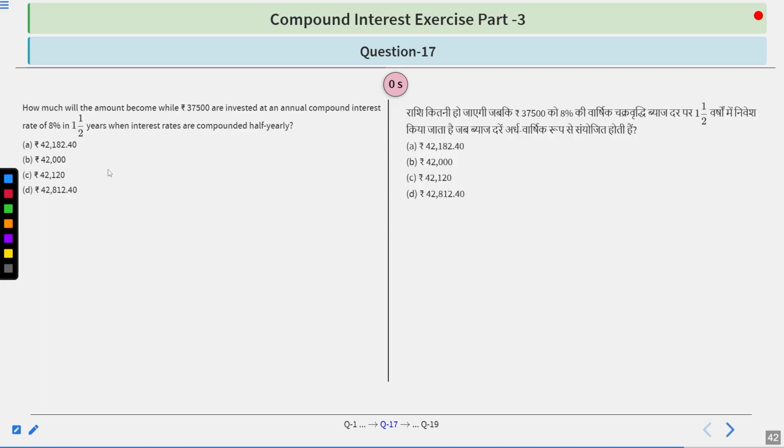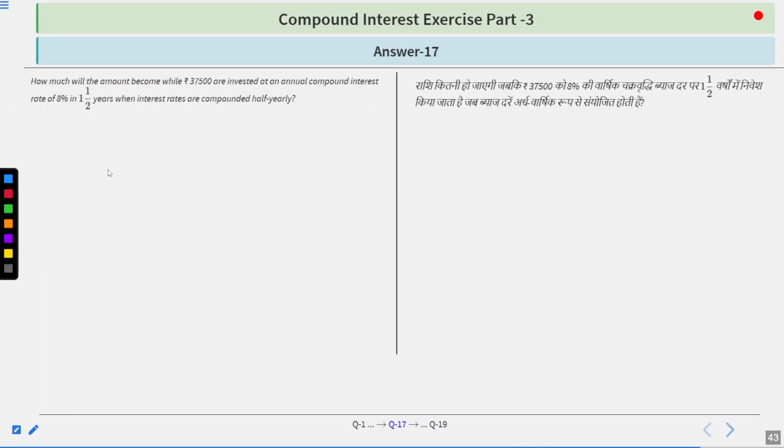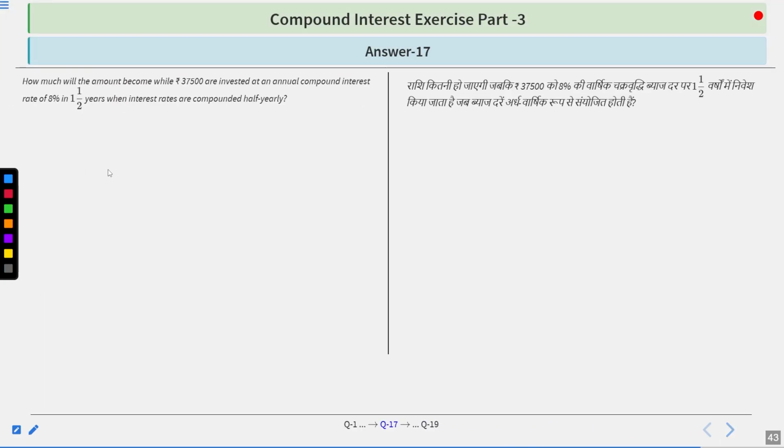Now we have to find how much the amount will become because rupees 37,500 are invested at an annual compound interest rate. Rate is 8% and time is 1.5 years, but it is compounded half yearly. Now, the answer to this question is option A, 42,182.40, and we are using formula 9.4 to solve this question.